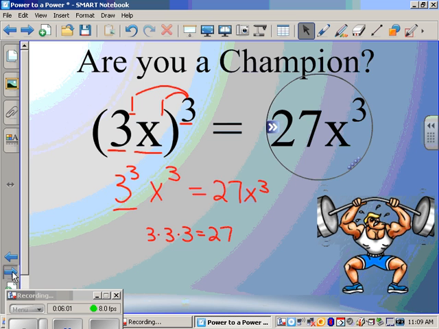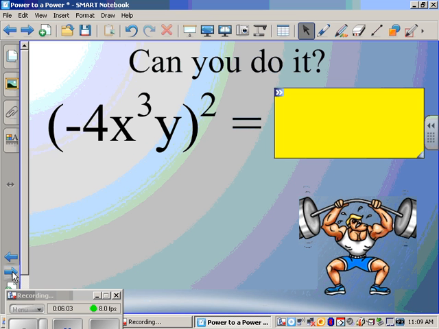Let's take a look at another example. In this problem, there are 3 bases inside parentheses. And we have our exponent outside of the parentheses, which tells us we're going to do the power multiply now. Now, the -4 needs an exponent, the x has an exponent, and the y needs an exponent. So each base, again, has its own exponent. So we're going to multiply the 2 by each exponent inside.